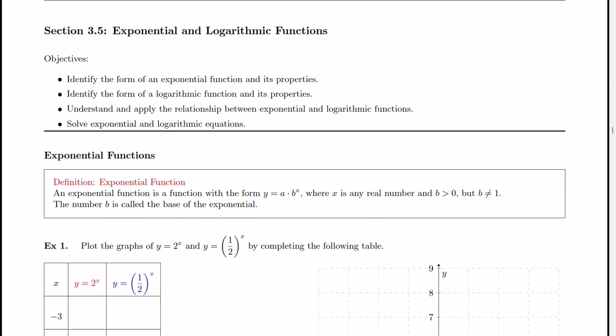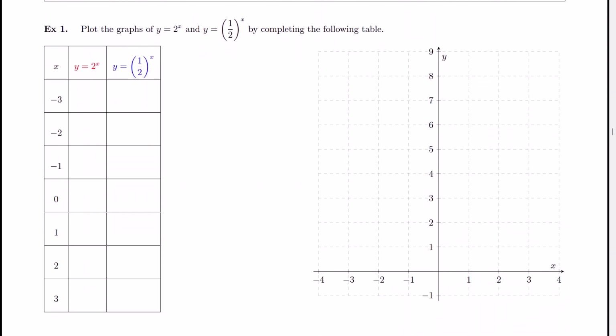So we begin by plotting some of these exponential functions, and we're told in example number 1 to plot the graph of y equals 2 to the power of x and y equals 1/2 to the power of x by completing the table. I'm going to be using the table method here, but you can use your calculator to graph these two exponential functions. They are exponentials because the base is fixed, it's equal to 2, and the other one is also an exponential function because the base is fixed and it's 1/2. Notice how the power contains the variable x. This is the reason why we call these exponential functions. The calculators can help us with graphing, but for now, let's begin by doing the process by hand.